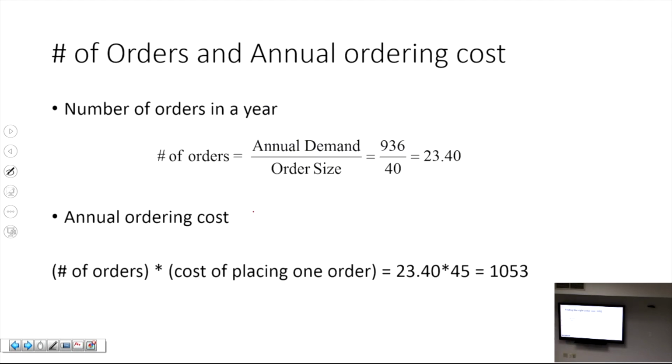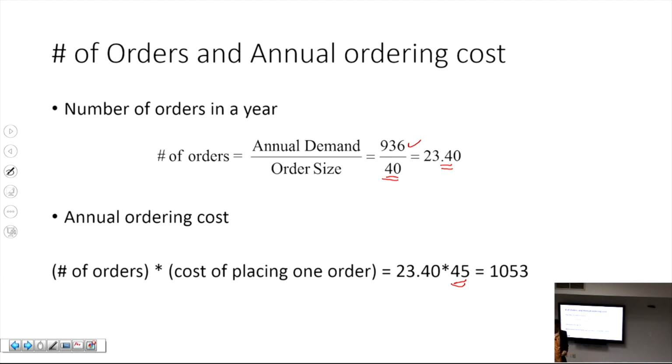If your order size is 40, then first let's find how many times we would place an order, okay? Over the entire year, you know that you are going to need 936 products, and every time you place an order, you ask for 40. So essentially you will be placing orders these many times over the entire year, right? In inventories, we don't do the rounding. Usually you would say that you will be placing 24 orders, but for now, we'll just say that we are going to be placing 23.4 orders. And if the cost of placing one order is 45, then your ordering cost for the entire year is 1053, okay?